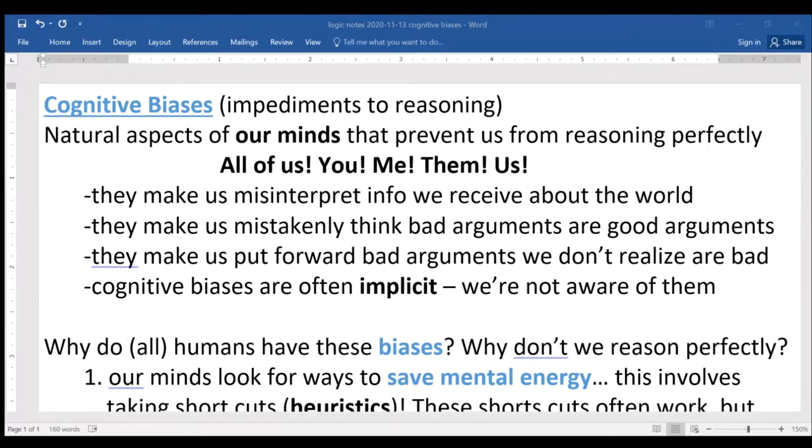Let's see what I can do now. I'm going to switch over to a slideshow. Let's see. Where's my slideshow? Where's my slideshow? Not memory. Where is it? There it is, confirmation bias.